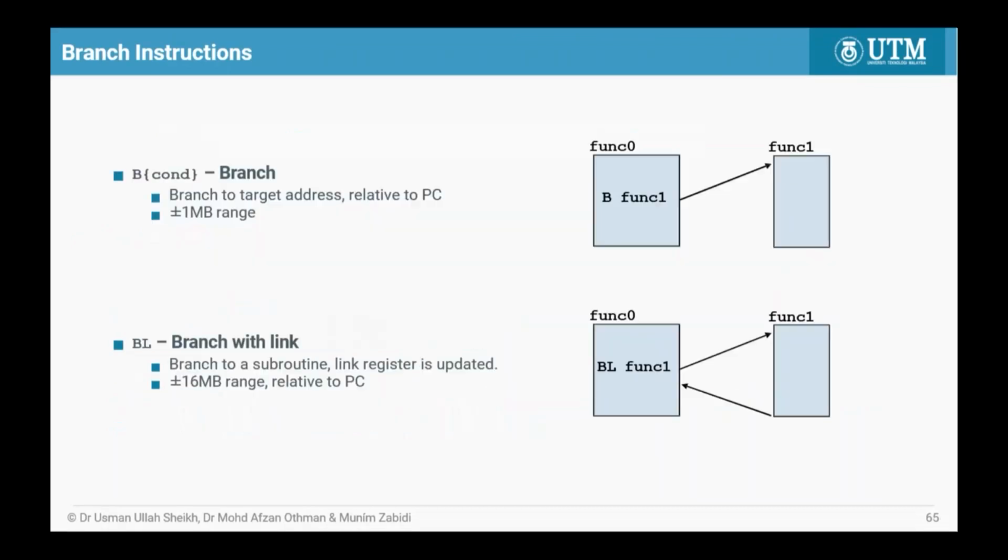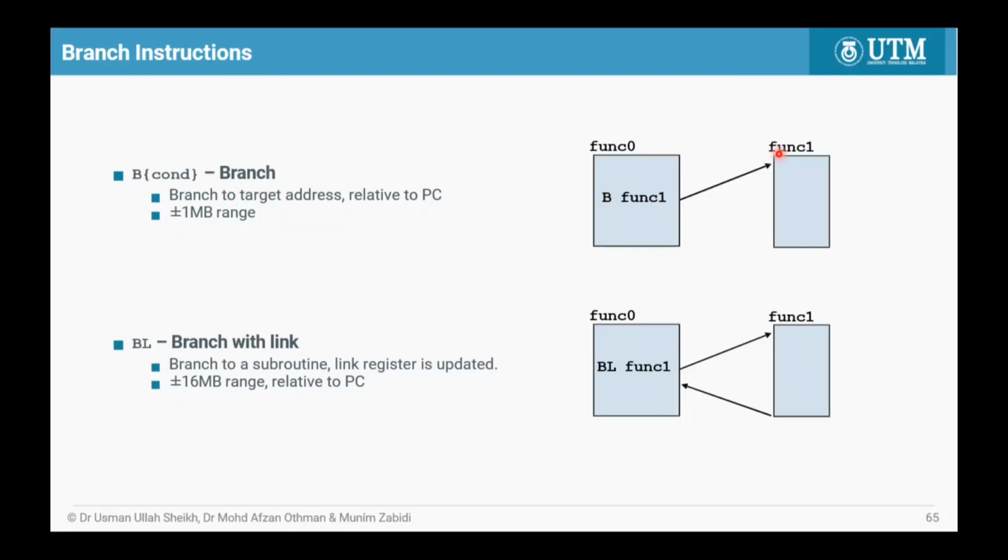Okay, and let's look in more detail at the branch with a condition and the branch without a condition. This is B, which stands for branch. With a B, the branch will happen if the condition is met. For example, currently you are doing function 0, and in the middle you have a B function 1. It will go to function 1, but after you finish function 1, it will never come back to function 0. So this is what happens with the branch.